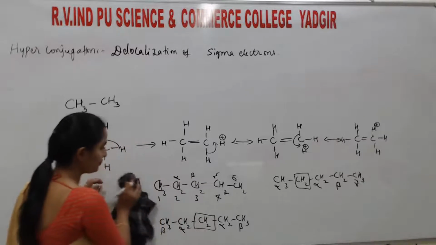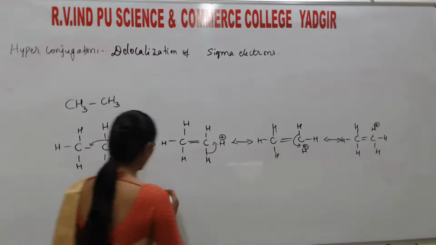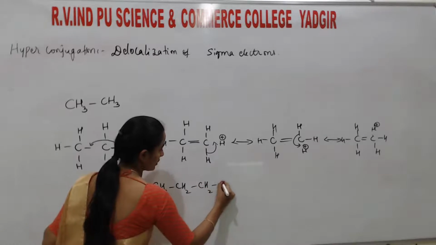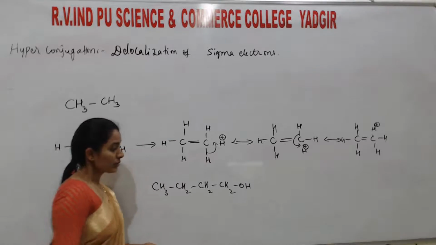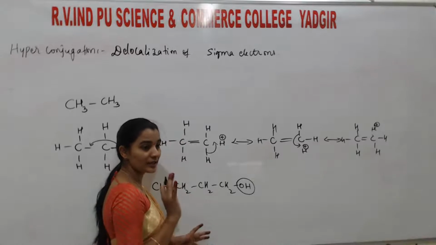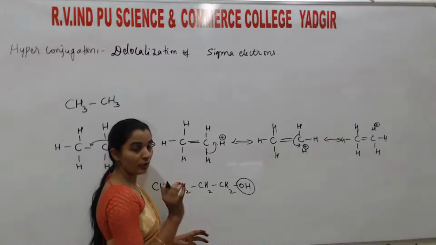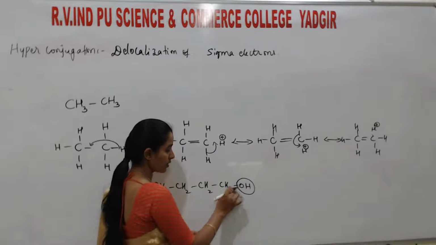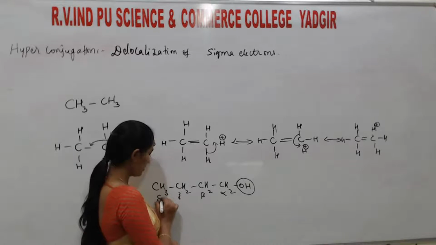So listen, instead of this, if we consider any functional group, I'll take here CH3, CH2, CH2, CH2, OH. So the carbon atom to which the functional group is attached, that is considered as alpha carbon atom. The carbon atom to which the functional group is attached. Here the functional group I am taking is OH. So this one is alpha, this one is beta, this one is gamma, and this is delta.